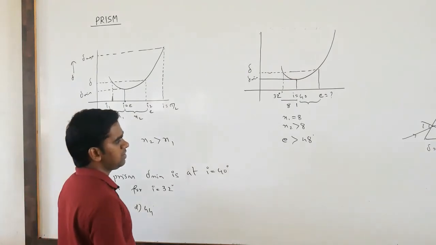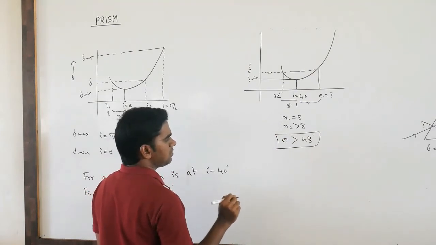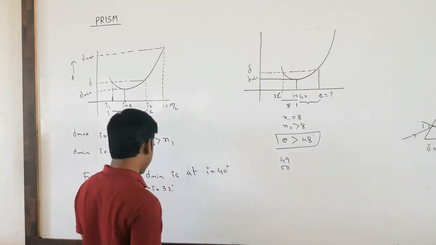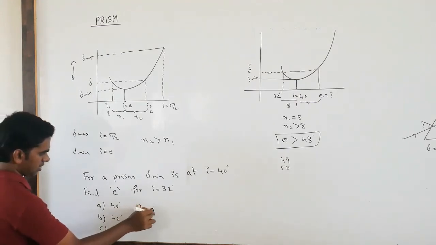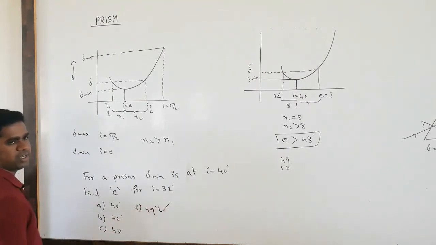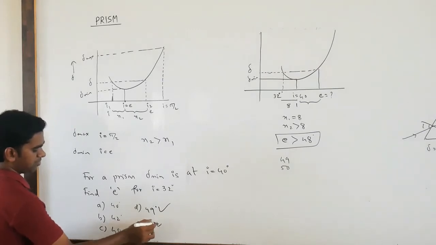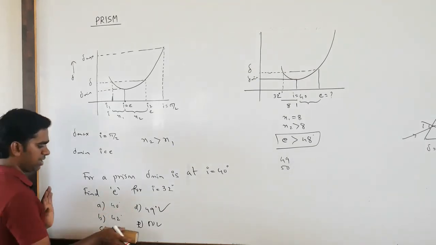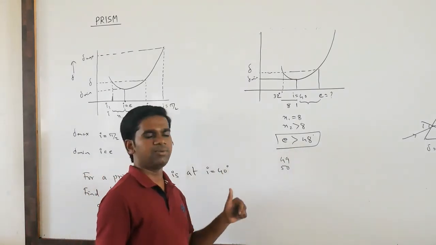So you have to search for the answer which is greater than 48, that is 49 or 50 or whatever. So in the options, if suppose I give one more option, 49, your answer is going to be 49. Instead of that, if there is one more answer, say E equals to 50 degrees, then 50 degrees is going to be the answer if 49 is not there. So we have to search for the value which is greater than 48 in our given options.